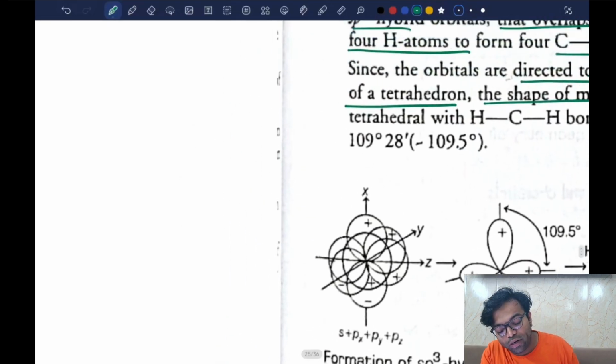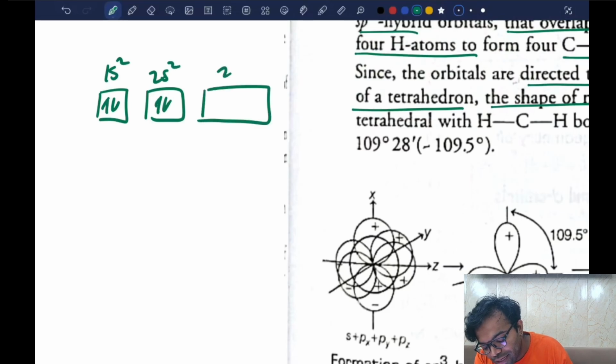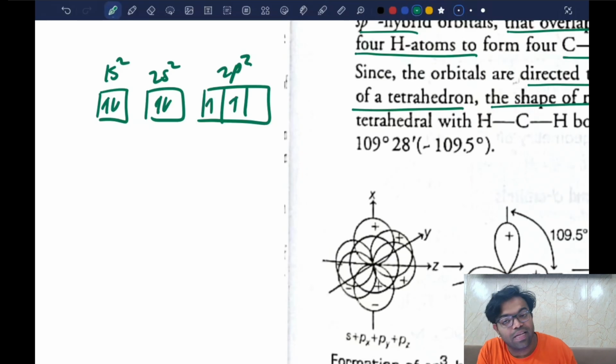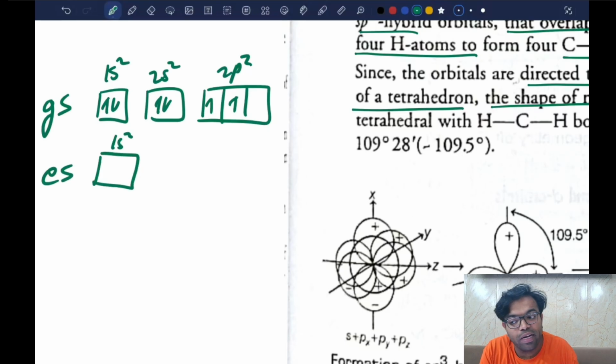I'll explain to you what happens here. Here we have the 1s2, that is two electrons here, the 2s2, the two electrons here, and the 2p2, that is one, one. That's it. This is known as the ground state. Now, in the case of the excited state, what happens? The 1s2 does not participate because only the valence shell is allowed to participate. The 1s2 remains as is.